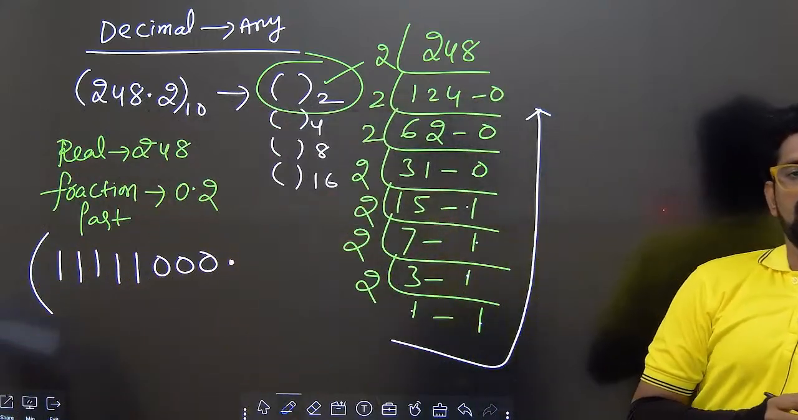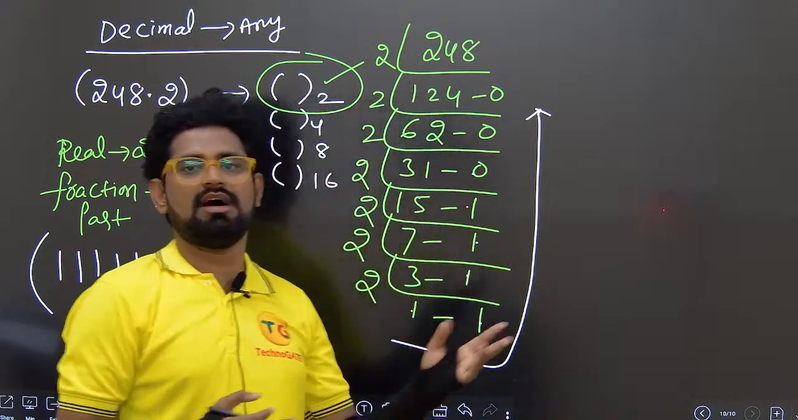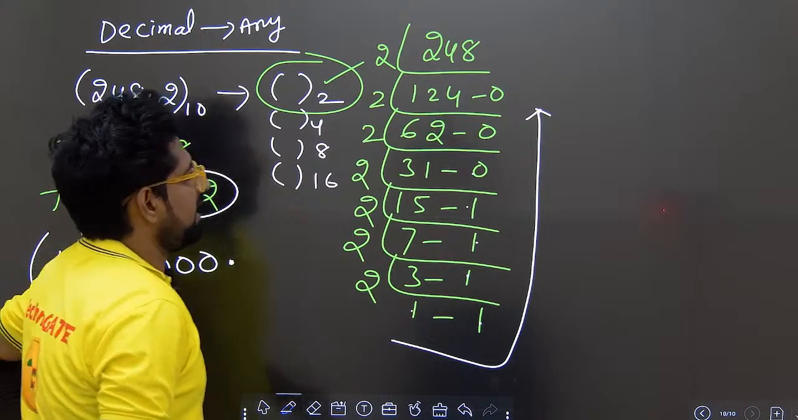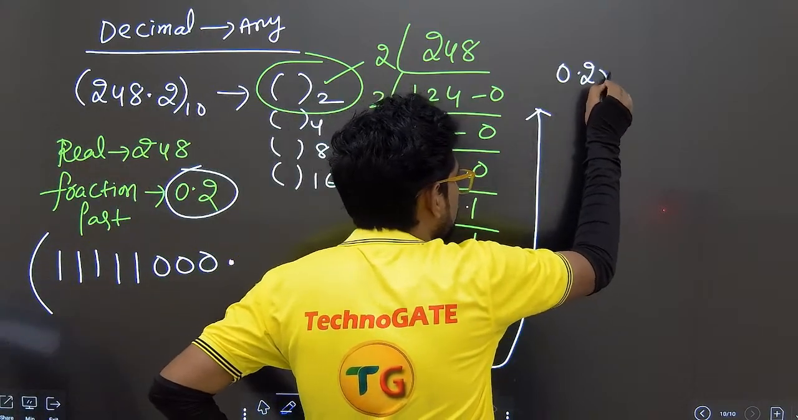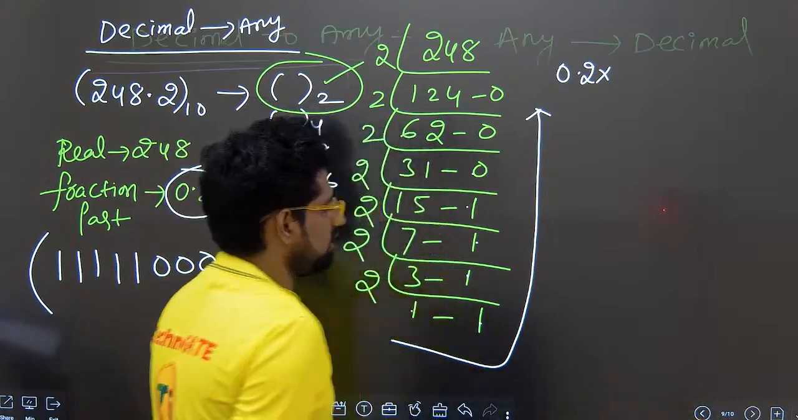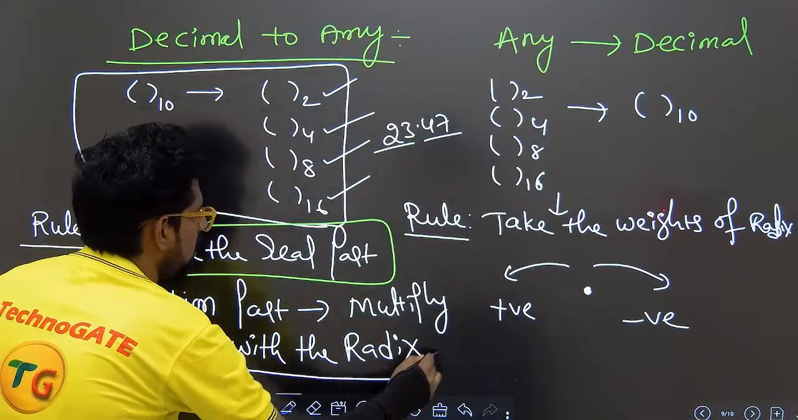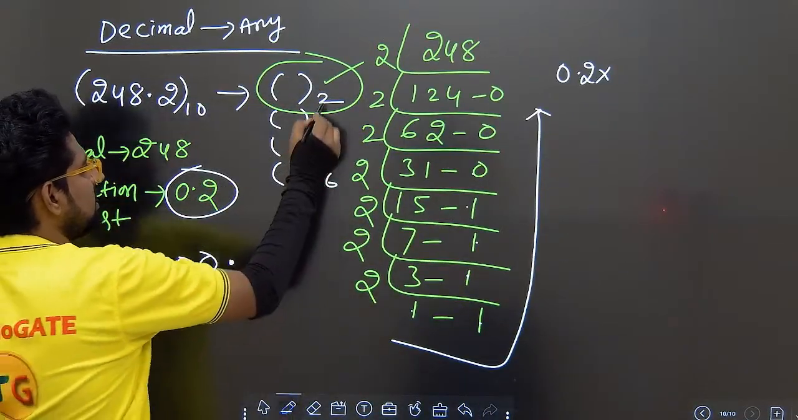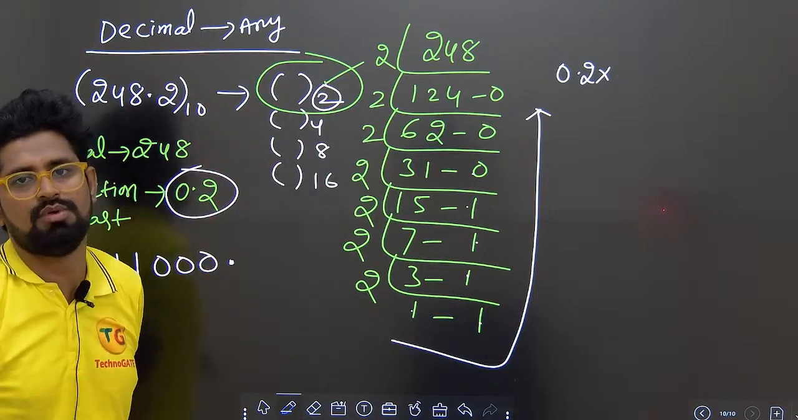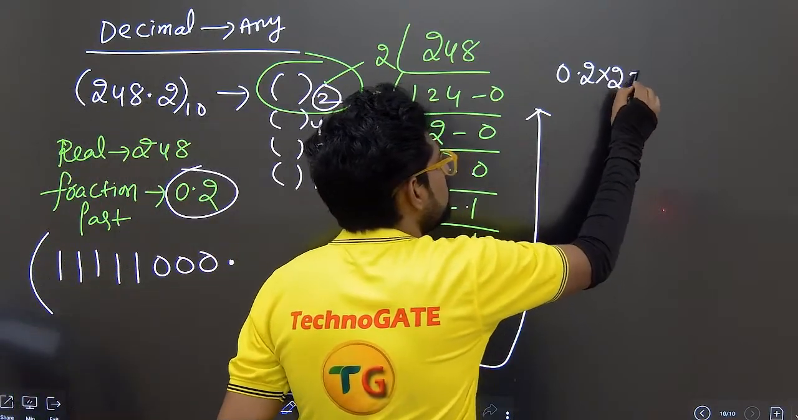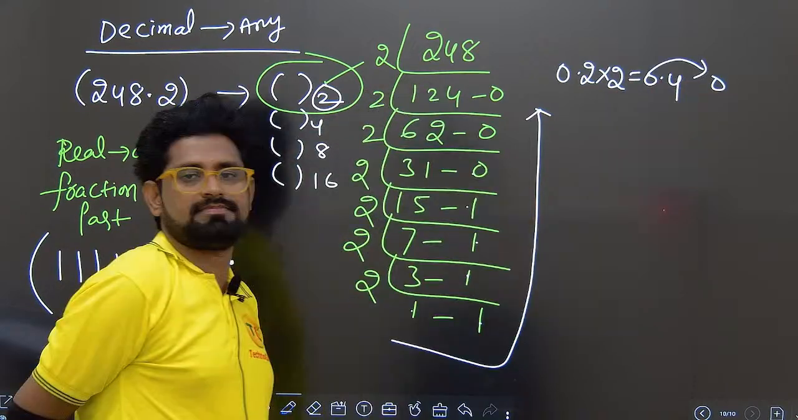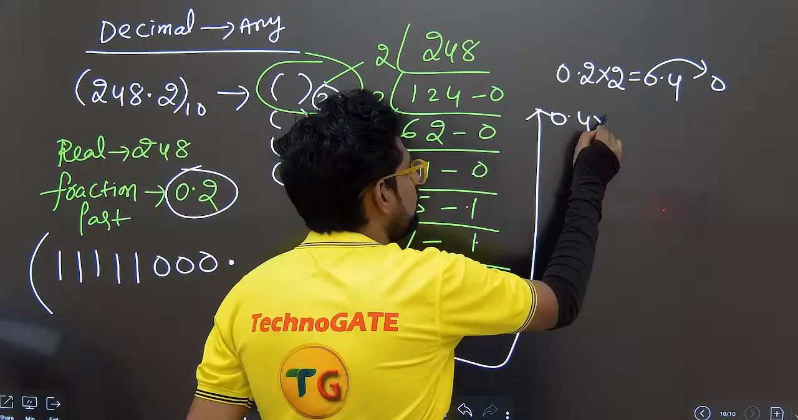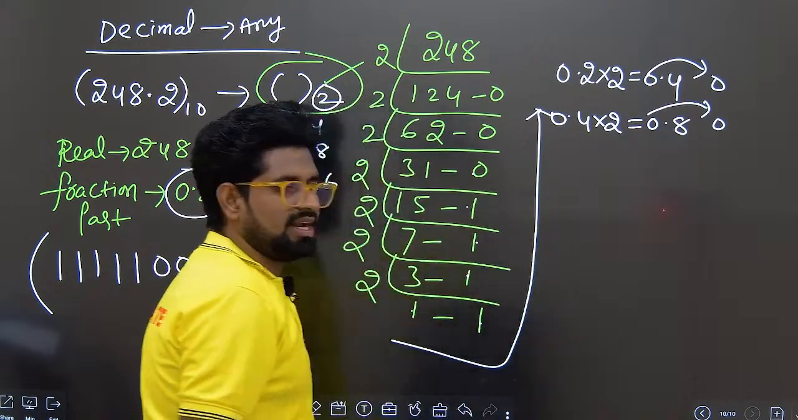You will get the real part answer in your calculator also; there is an option called radix. In that you will get the answer. But the fraction part is important. 0.2 is the fraction part. For the fraction part, what we need to do is multiply. I just wrote the rule: multiply the fraction part along with the radix. What is the radix? I considered 2, hence I am doing it with 2. 0.2 into 2 is 0.4. Now 0.4 into 2 is 0.8, write this 0 outside.